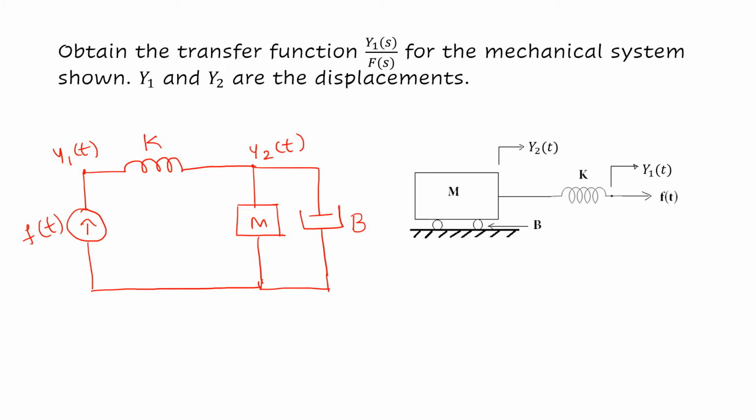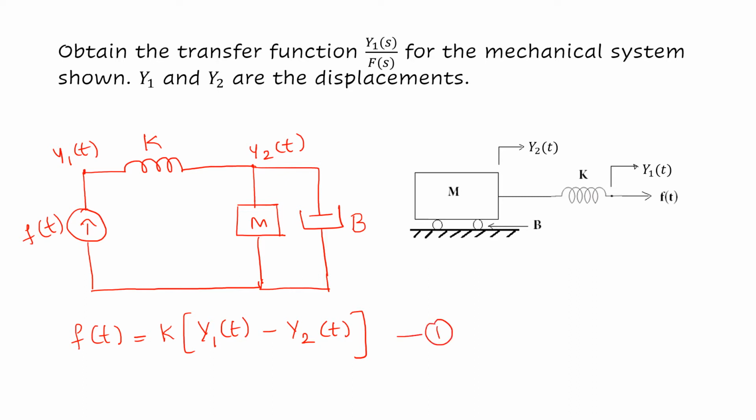Now for this mechanical network, we write the differential equations by considering each node. First let us consider node y1. The force balance equation will be: the applied force F of t is equal to the sum of all the opposing forces, so it is k into y1 of t minus y2 of t. This is our first equation.